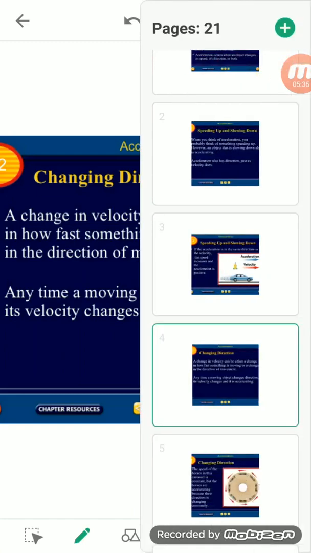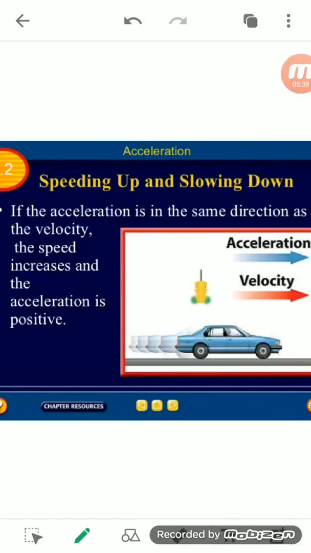Okay, so you can see here speeding up and slowing down. If a body is moving in the same direction as that of the velocity, then the speed increases. Okay, and at that time we can say that kind of acceleration is actually a positive acceleration.